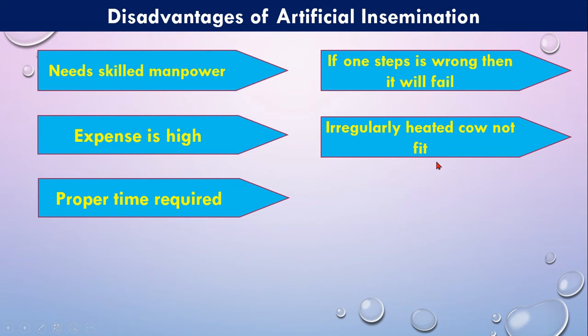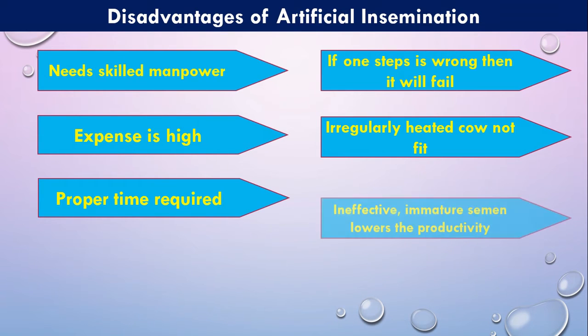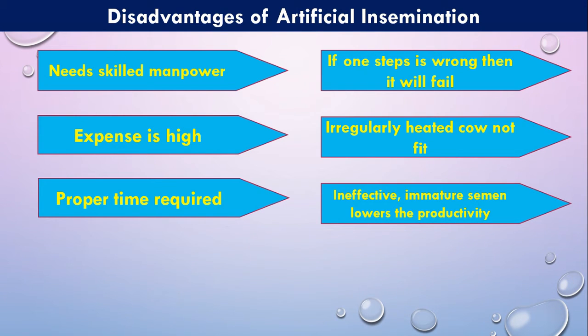Irregularly heated cow not fit. That means if the cow is not heated regularly, it will not be fit for this process. Ineffective, immature semen lowers the productivity. That means if we collect immature or ineffective semen from the improved cow, it will not increase the productivity, it will decrease the productivity, which is very harmful for the farm.